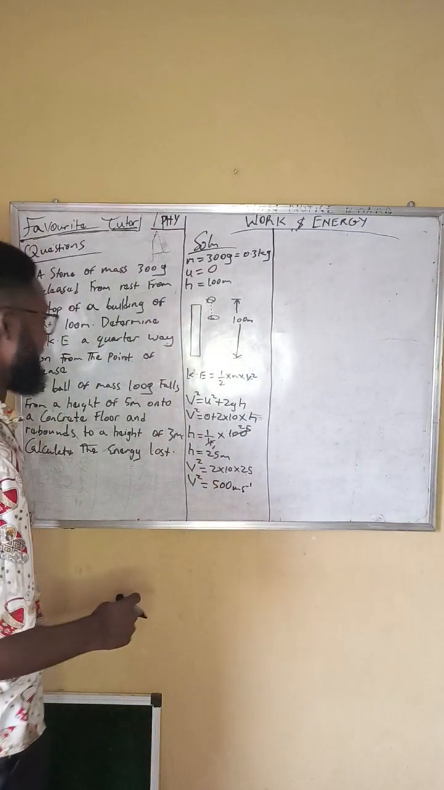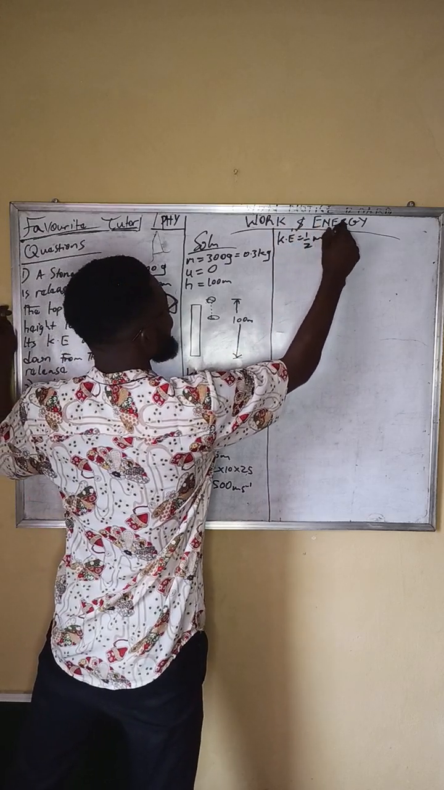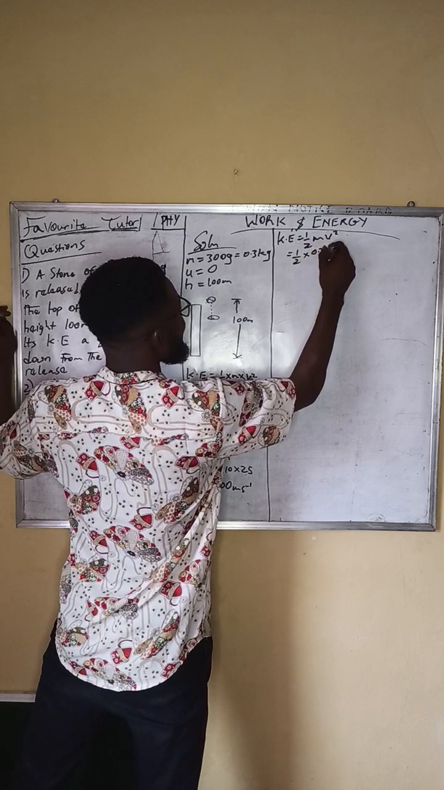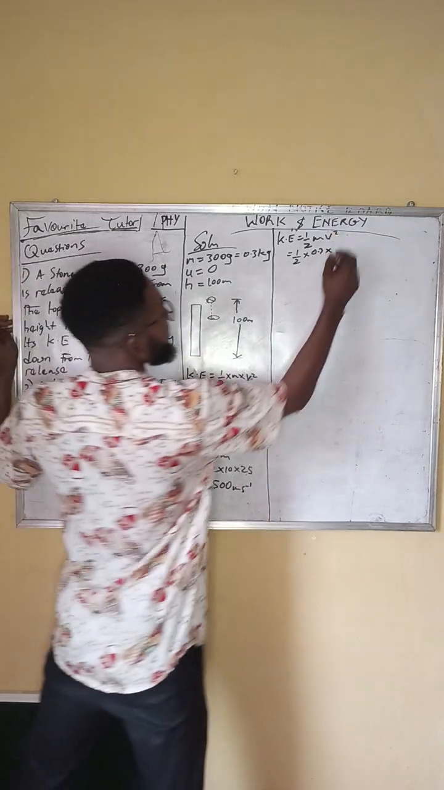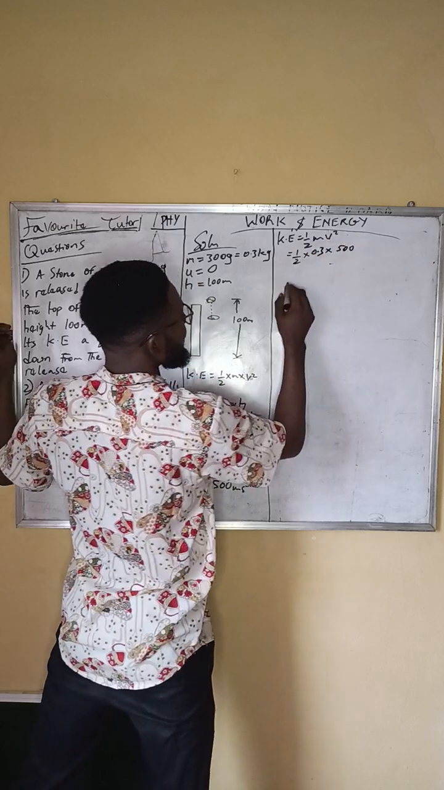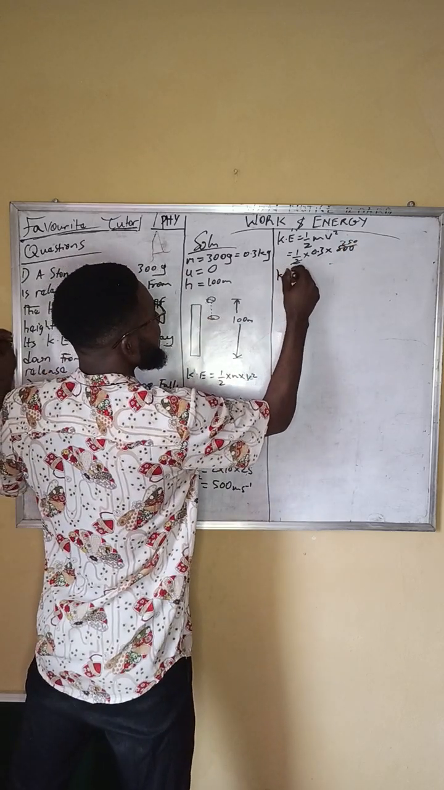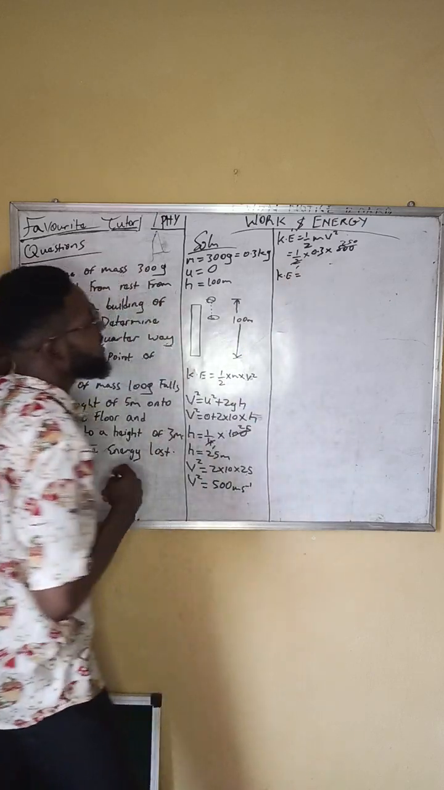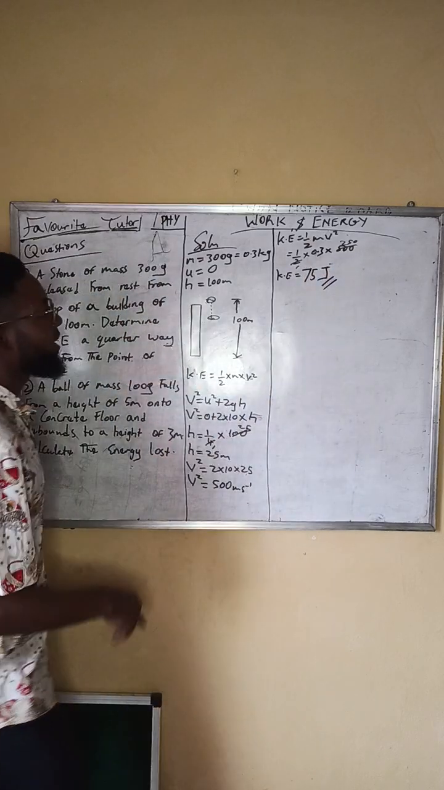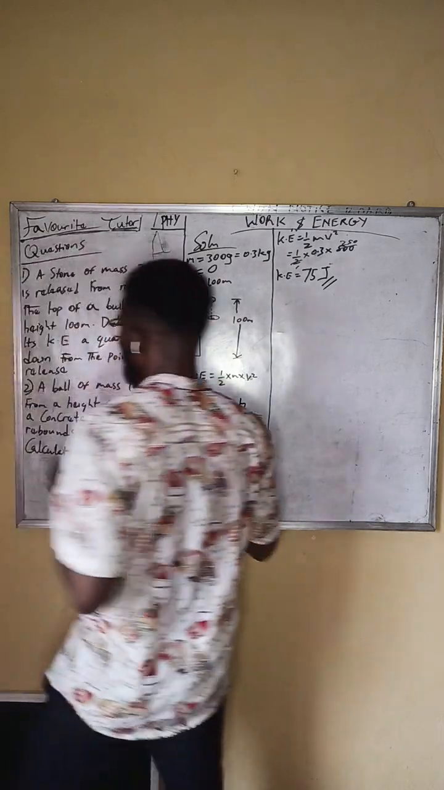So let us look for the kinetic energy. Kinetic energy is 1 over 2 mv square, which is equal to 1 over 2 times the mass, 0.3, times v square, which is 500. Half of 500 is 250. And the kinetic energy is 0.3 times 250, which is 75 joules. So the kinetic energy is 75 joules. Okay, that's the answer to the question.